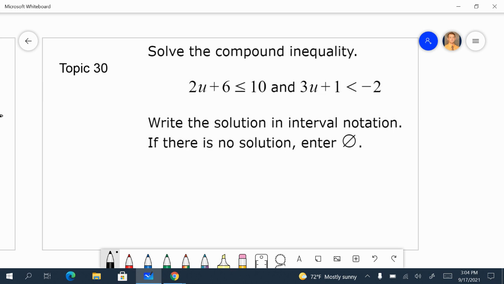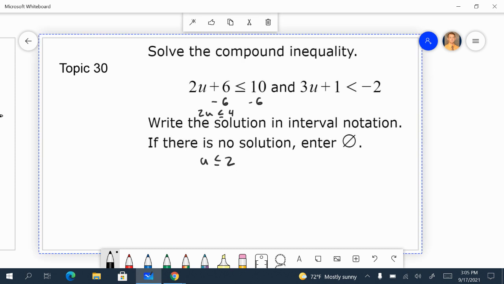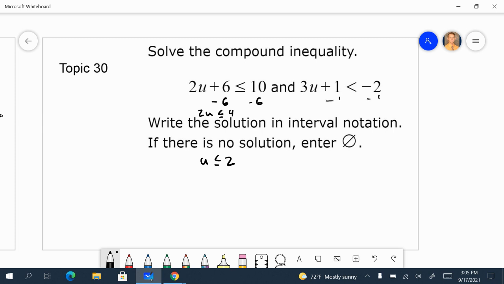So you will get minus 6. So you'll have 2u is less than or equal to 4. Therefore, if I divide both sides by 2, I'll get u is less than or equal to 2. And on this side, we subtract 1 from both sides. We'll get 3u is less than negative 3. So therefore, u must be less than negative 1 if I divide both sides by that 3 there.